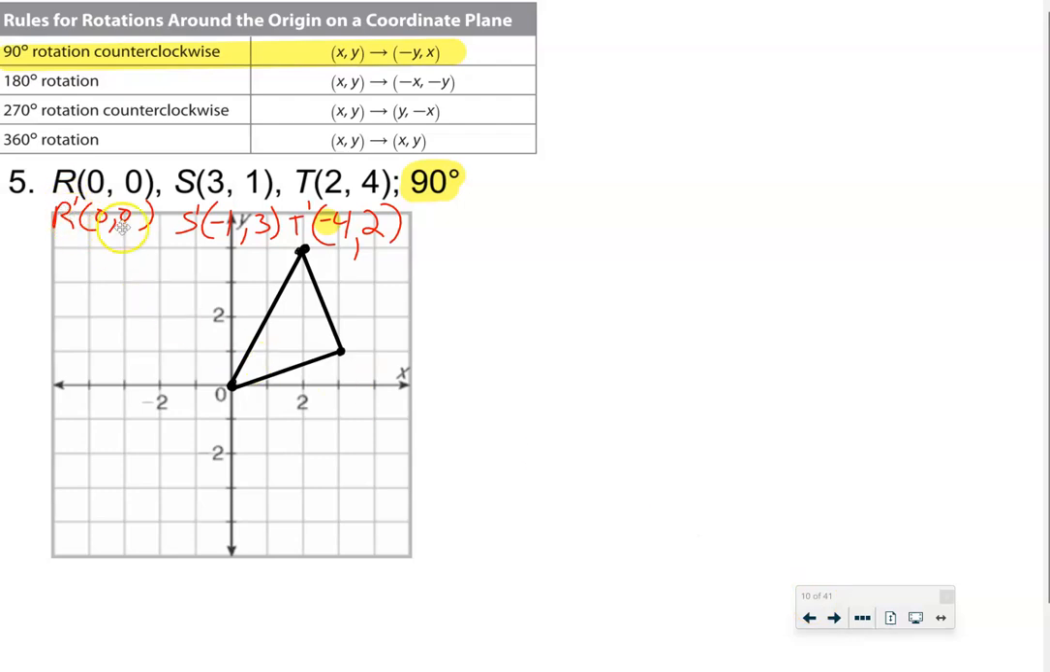Alright, so now I have my 3 points. I'm going to go ahead and plot them out. I've got R prime, which is (0, 0), S prime, which is negative 1, up 3, and T prime, which is negative 4, up 2. And then I just connect the dots, and that's it.